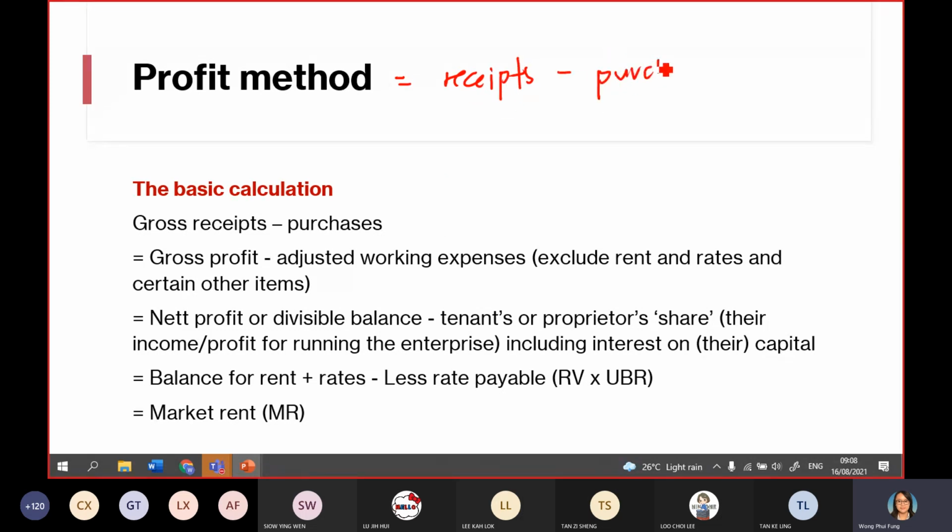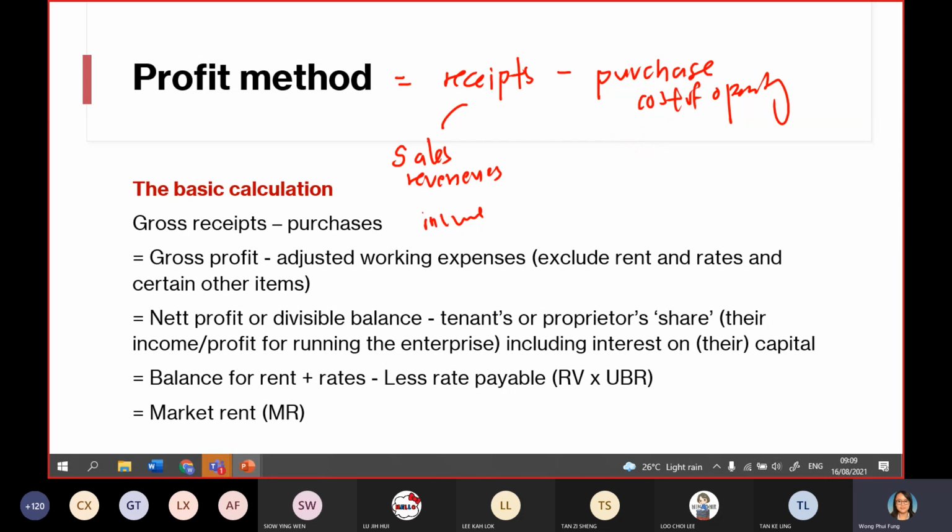You just remember profit method equals receive minus purchase, which means here is the sales or revenue of the business. So whatever income that you have for a business minus the cost of operating. This formula is similar to the profit method that you have learned at development appraisal. Income minus expenses. So similarly, sales and revenue that you obtain from a business minus all the cost of operating the business. So this is profit method.